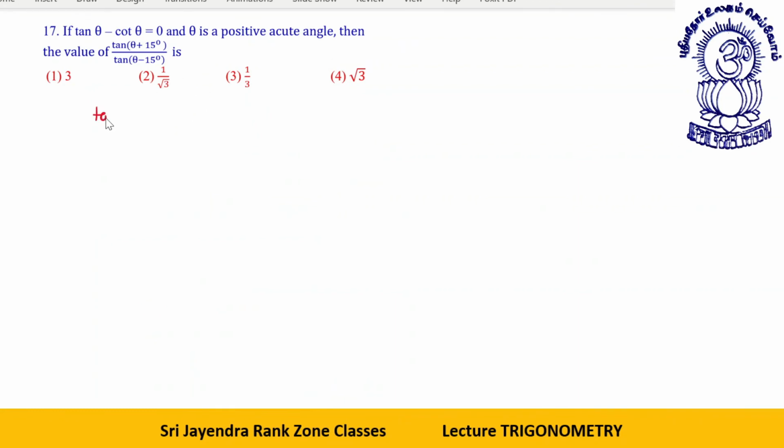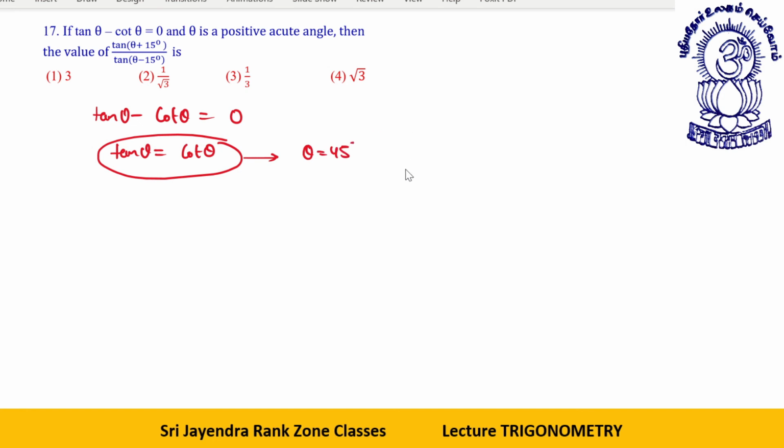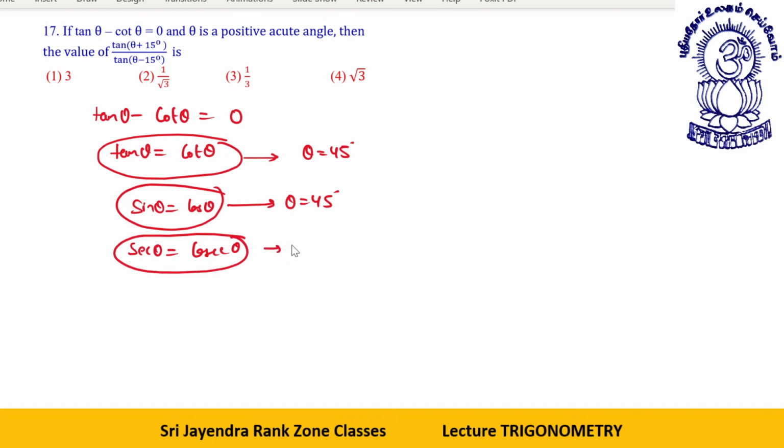Next is tan theta minus cot theta is equal to 0. Then, see students, it means tan theta is equal to cot theta. The moment you get this, what you will do is put theta is equal to 45 degrees. The moment you get sin theta is equal to cos theta, you put theta is equal to 45 degrees. The moment you get sec theta is equal to cosec theta, you put theta is equal to 45 degrees.